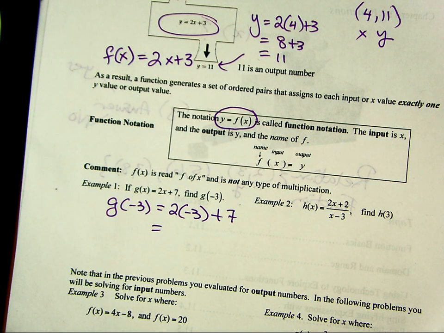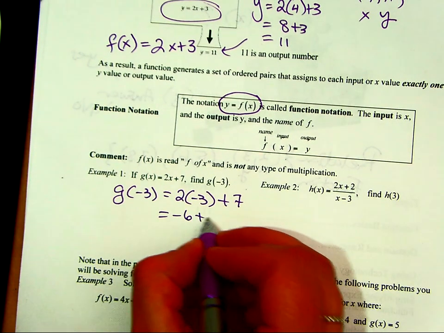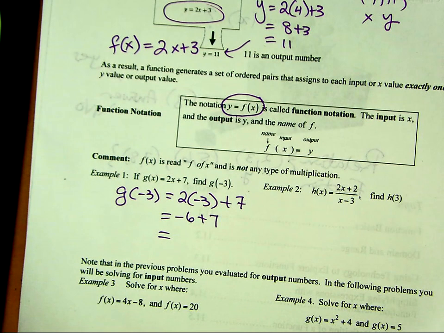Evaluate means you have an x, and you're going to plug it in to find the y. So if we go ahead and do this, we get negative 6 plus 7. Negative 6 plus 7 is what? It's 1. And then what would that ordered pair look like?